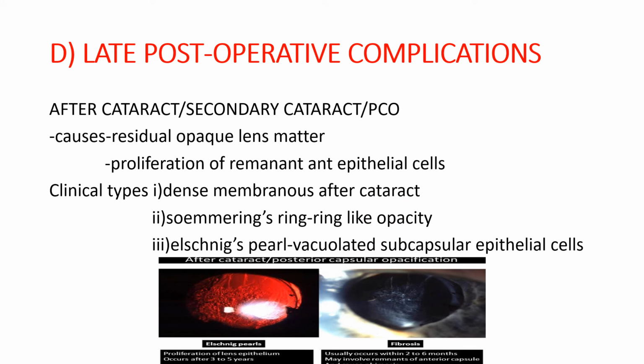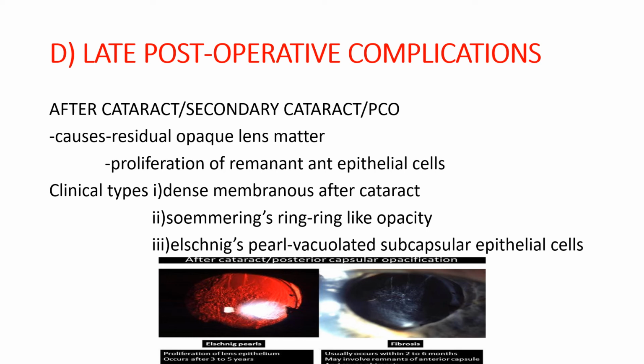Now after cataract, or secondary cataract, is one of the most common late post-operative complications of cataract surgery, in which the posterior capsule becomes opaque. So the causes are usually some remnant lens matter would have been left in the capsule, which gets trapped, resulting in the opacification. Or there could be remnant anterior epithelial cells which proliferate and lead to the opacification.